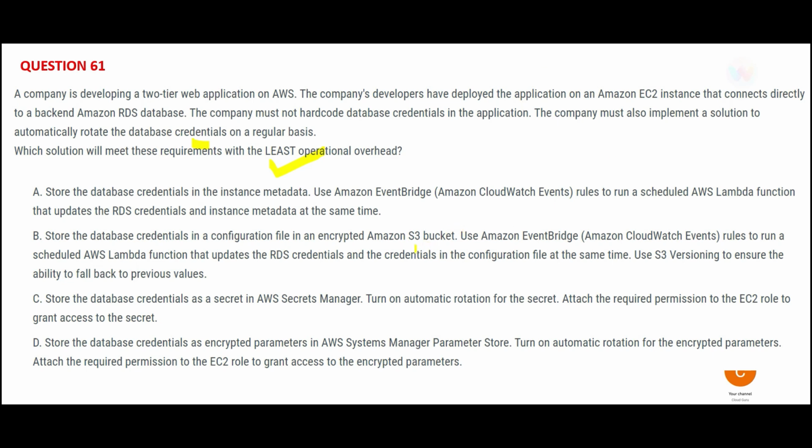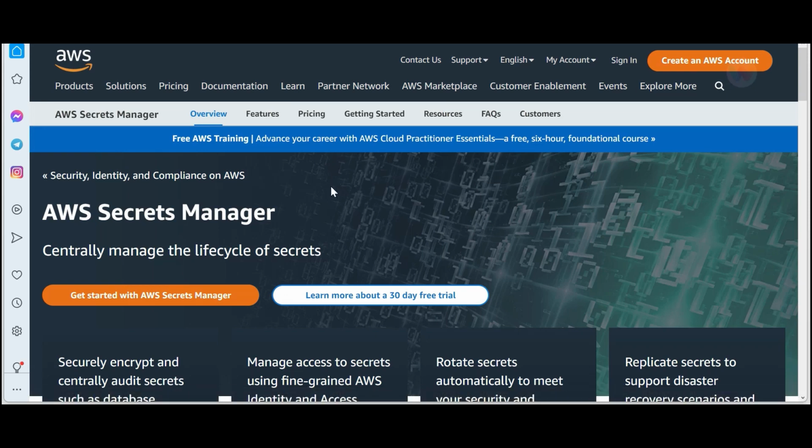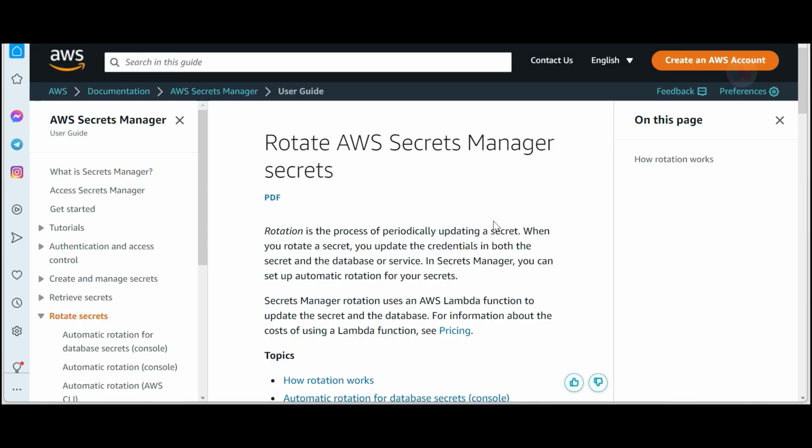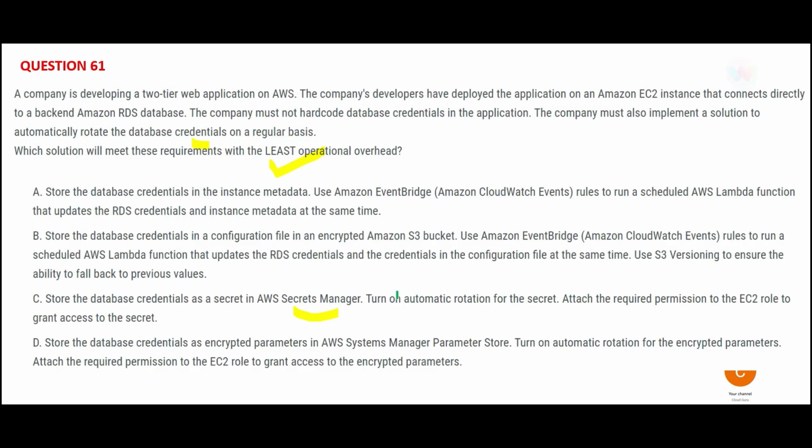So for example, in this case, Secrets Manager centrally manages the life cycle of secrets, and it has the capability to rotate the secrets periodically. So here you see they got automatic rotation for secrets, and then they are attaching the required permissions to the EC2 role. So this would be my answer. But let us scan through other options.